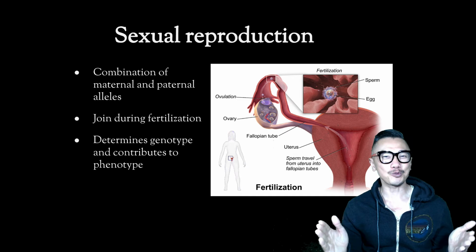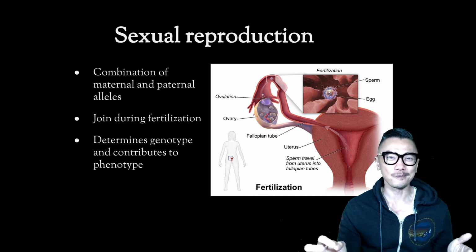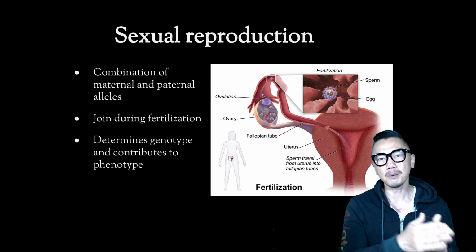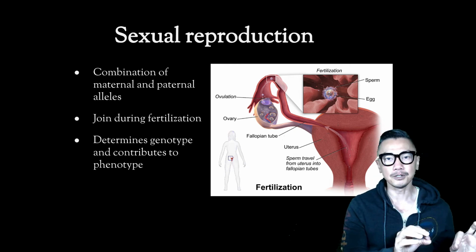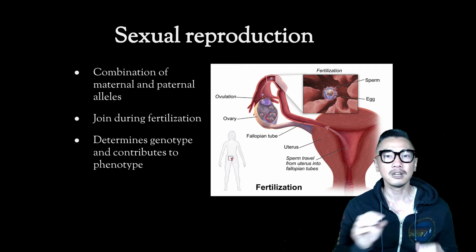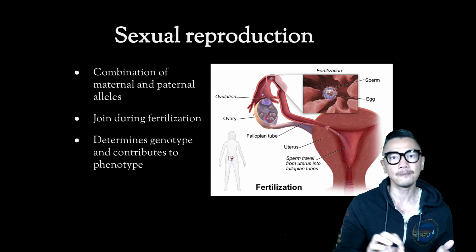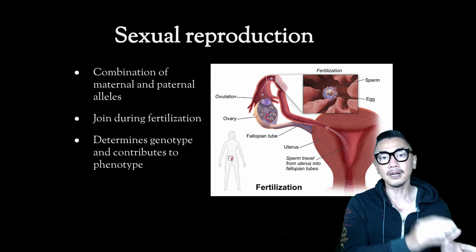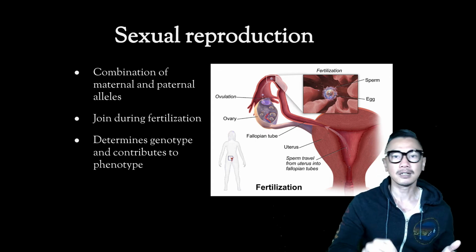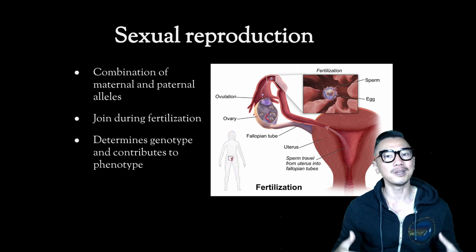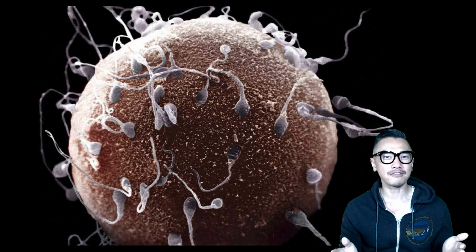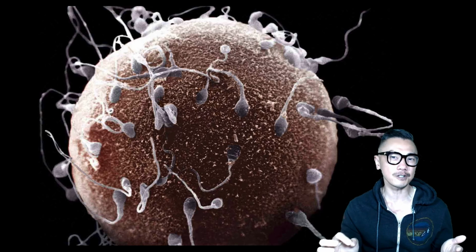The way in which humans reproduce is called sexual reproduction. It involves the combination of chromosomes, genes, or alleles from a mother and a father. Maternal and paternal genetic material join during fertilization, which is the union of a sperm cell and an egg cell. Maternal and paternal alleles will determine genotype, which will in turn contribute to phenotype, or what we can see or measure. This is an electron micrograph of human sperm cells trying to fertilize an egg cell.